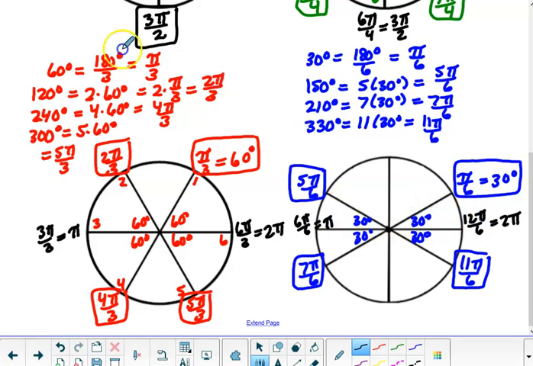Notice that the 60-degree angles have 3 in the denominator, and the 30-degree reference angles have 6 in the denominator when you put them in terms of pi. The 45s have 4 in the denominator. That's important to remember.